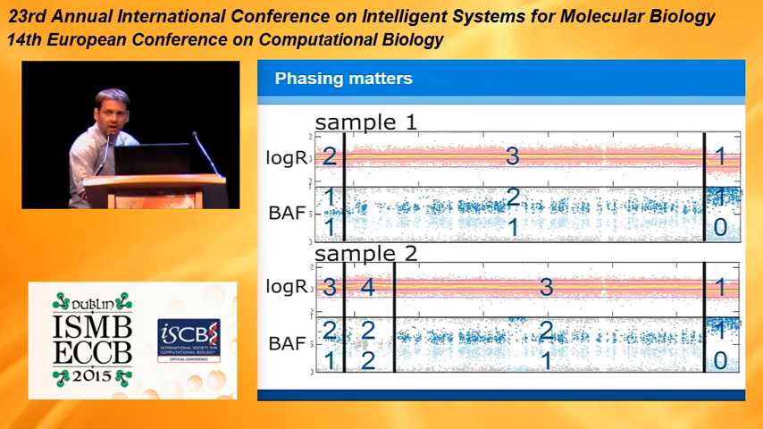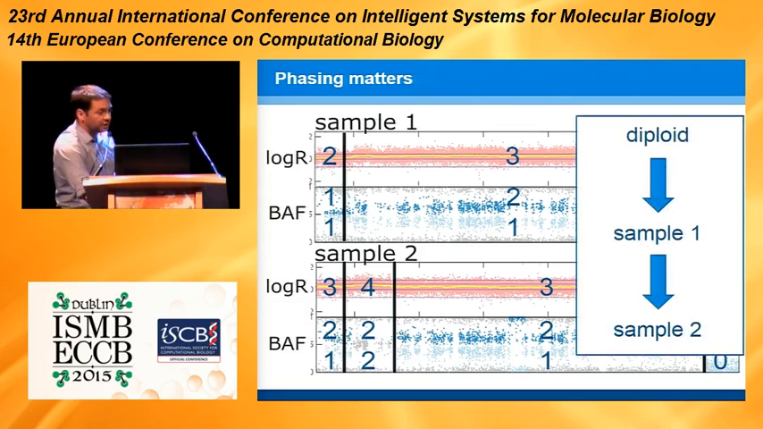So now you can make an argument for some sort of evolutionary connection between the three, where you say, starting from a diploid, what probably happened was a large amplification on a segment that gave rise to sample 1, and then another amplification on the first part, overlapping the large amplification, which then in the end gave rise to sample 2.